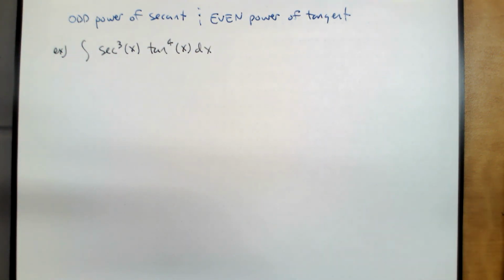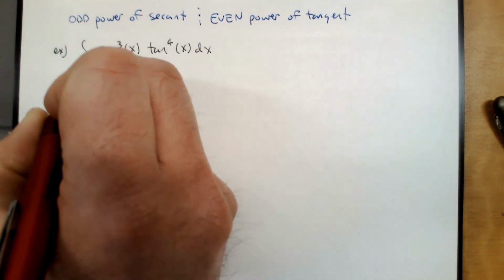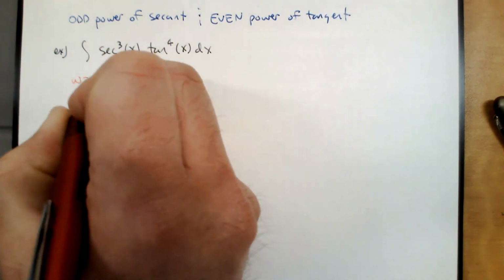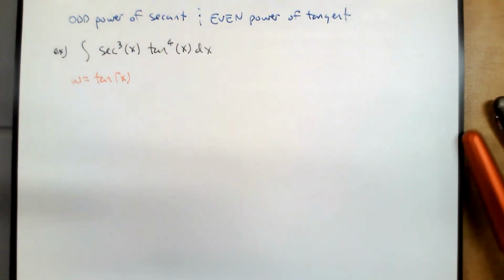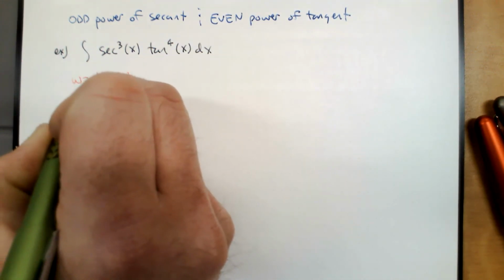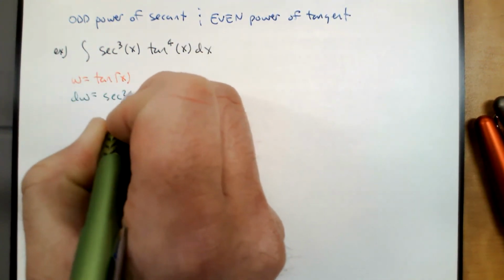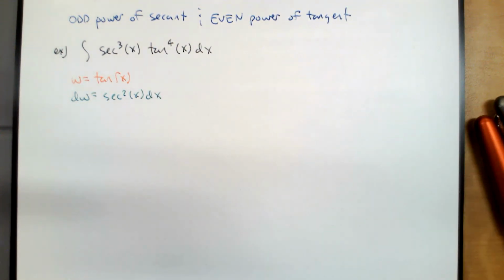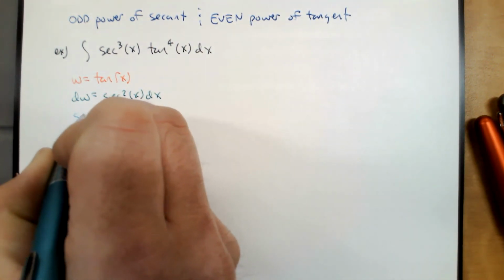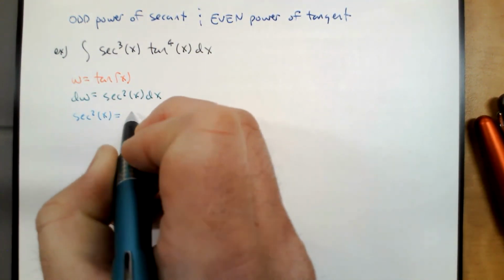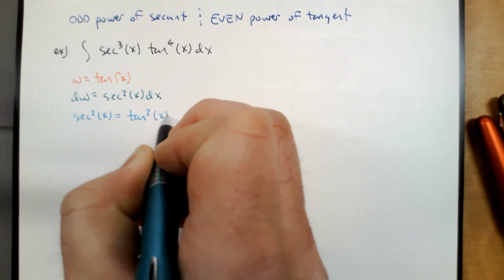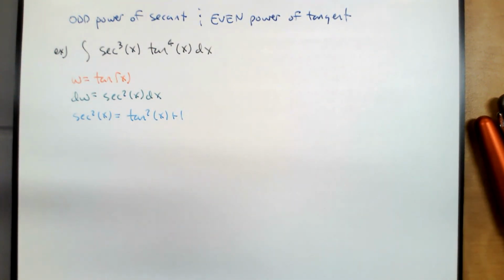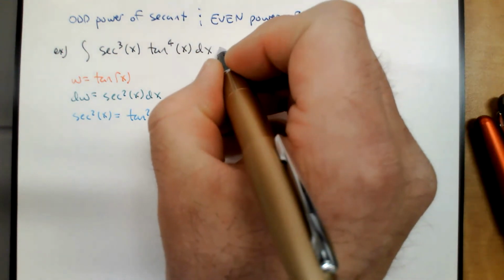So neither of our substitutions are going to work in this case. If I try to make W equal tangent X, then dW is secant squared X dX. And any remaining secants will have to become tangents. Secant squared is tangent squared plus 1. But I can't break this integral up in a nice way.